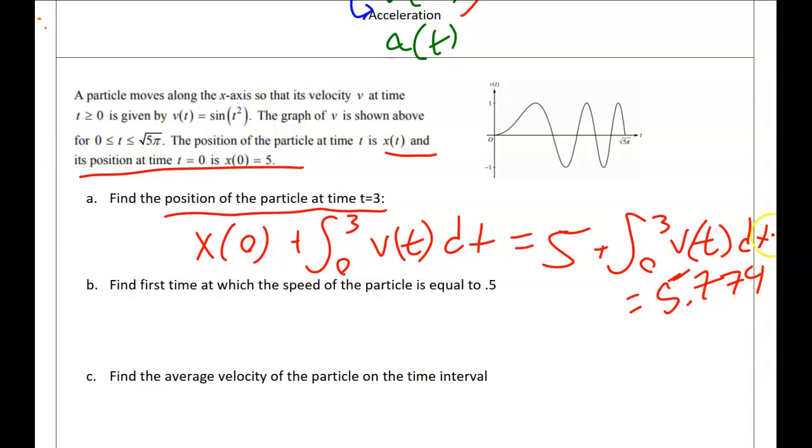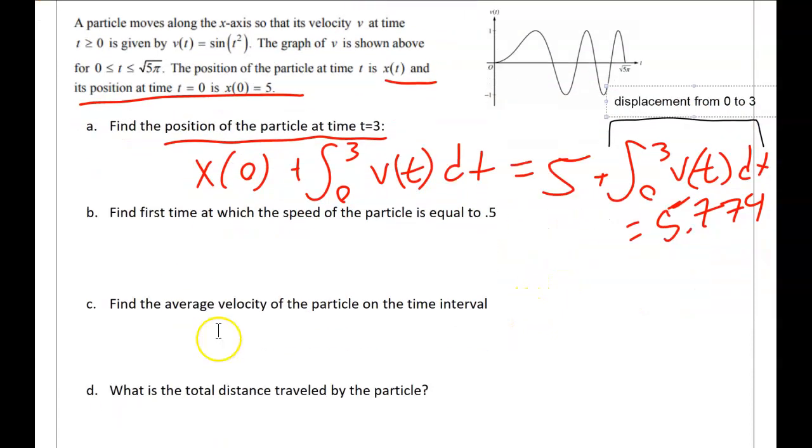Now I want you to annotate that this integral here. Well, this is an idea that I introduced earlier. It's the total change in position, which is displacement. Okay, so now we're going to tackle some trickier ones, and I'm going to rely really heavily on my graphing calculator for some of these.